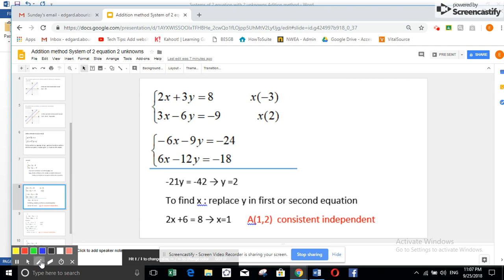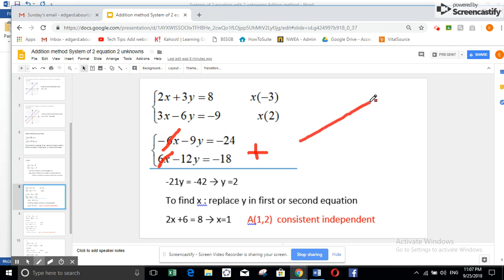You can realize that if I want to do the addition method, minus 6x plus 6x cancel out. I'm left with minus 9y plus minus 12y, which is minus 21y, equal minus 42 if I add these two. So in that case, y is 2. To find x of the point, I replace y by 2 either here or here. You have the choice, you're going to get the same number. If I replace it in the first, I get 2x plus 3 times 2, which is 6, equal to 8. So x is 1.